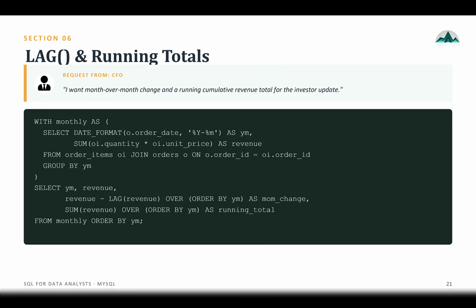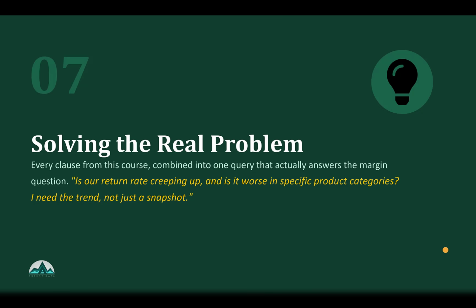Now, what we need to do is dive into the last problem. But before I do that, I want to talk about this problem and talk about how to approach it. So now we're going to solve the last problem. We want to know, is our return rate creeping up, and is it worse in specific product categories? I need the trend, not just a snapshot.